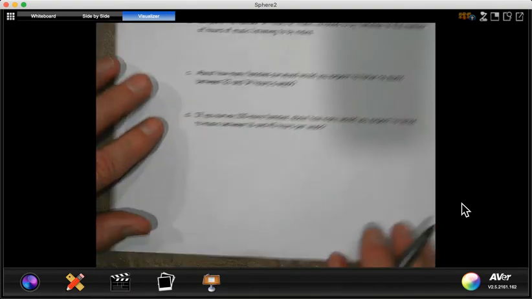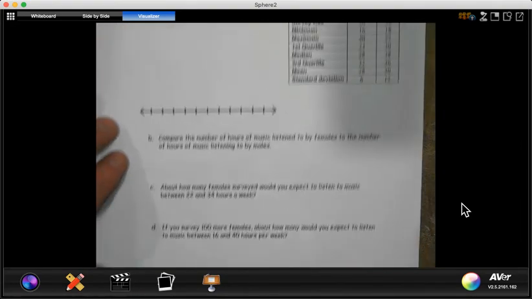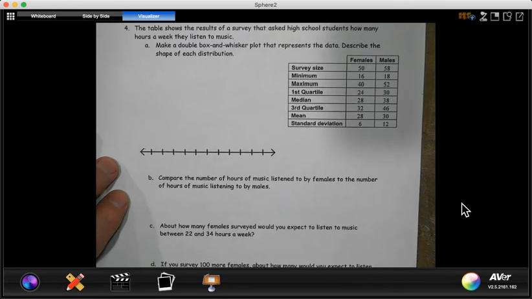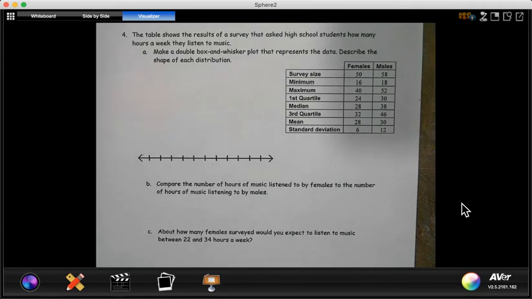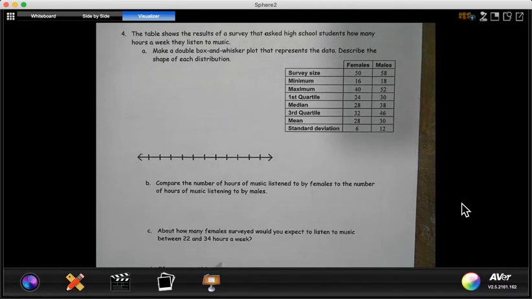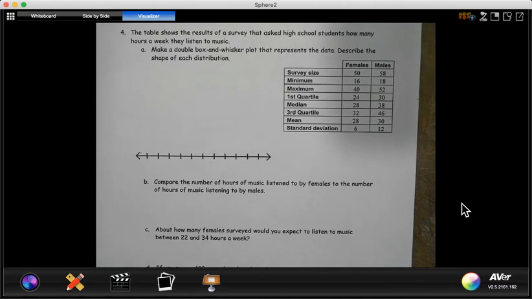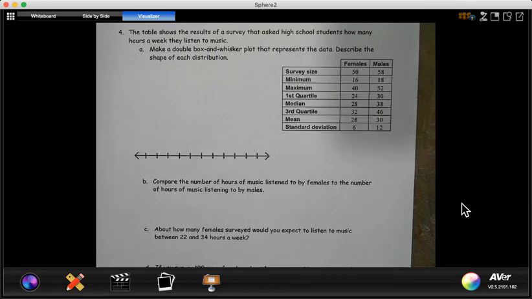All right, a lot of graphs, so a lot of pages, but that's all right. So now we're going to do a table that shows the result of a survey that asks high school students how many hours a week they listen to music. Make a double box and whiskers plot that represents the data. Describe the shape of the distribution. So we're doing box and whisker plot.